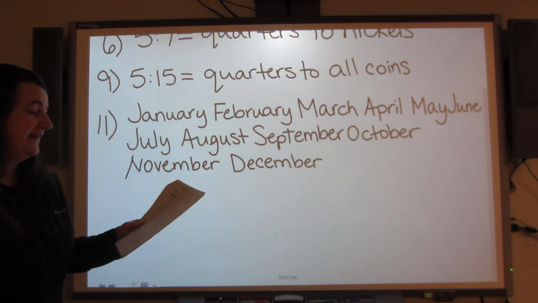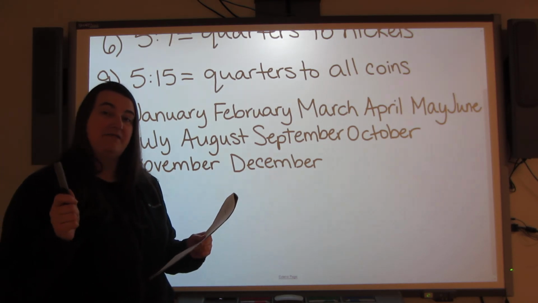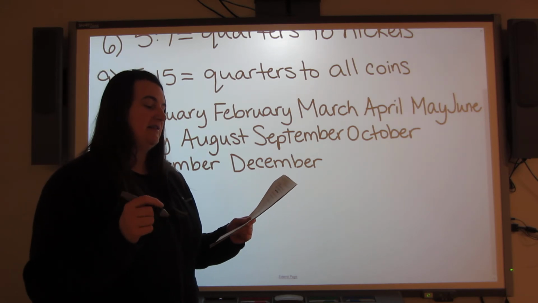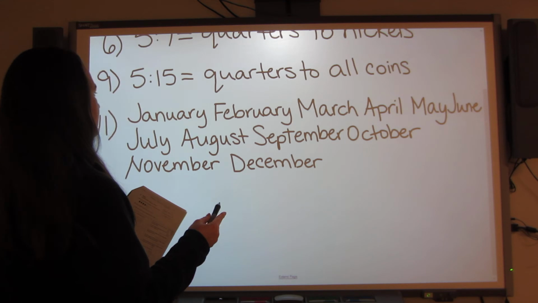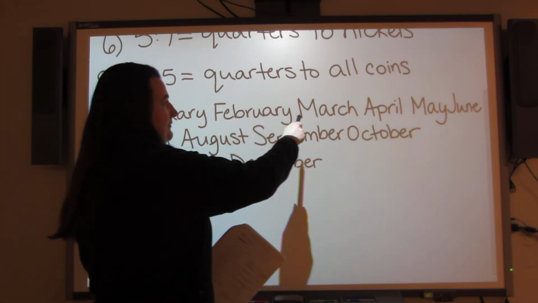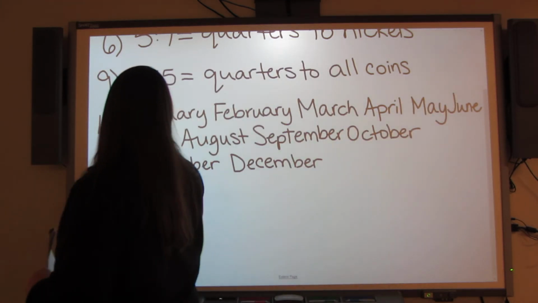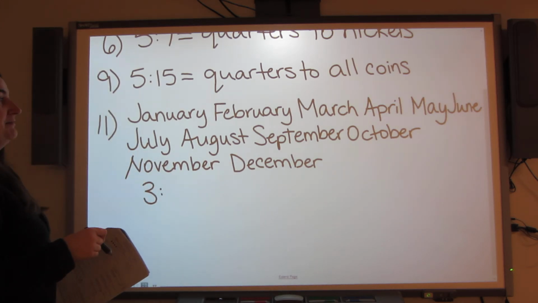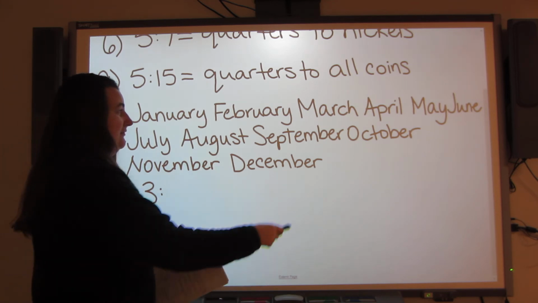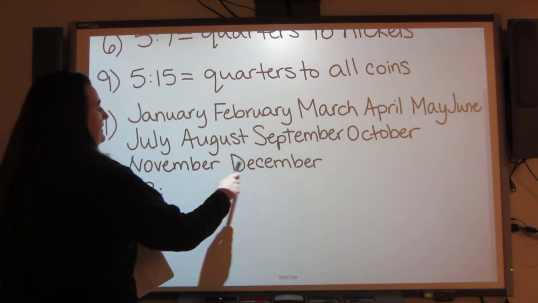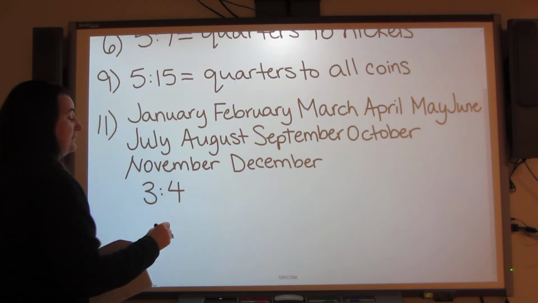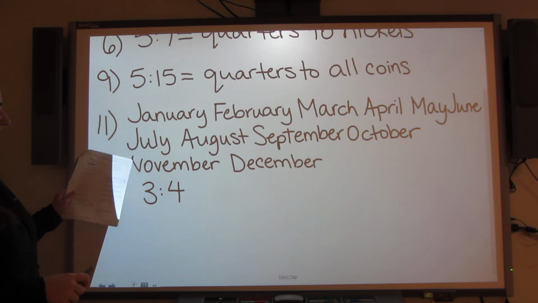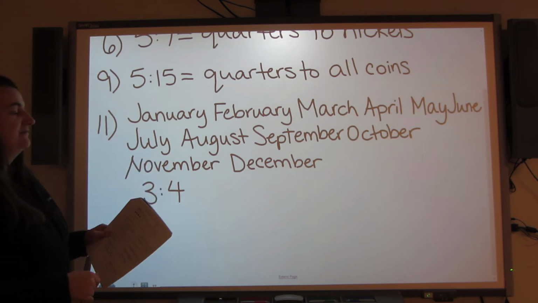Once you've got them all written down, you can start answering these questions. Number 11 asks you the months beginning with J to the months ending in R. So you look and you think 1, 2, 3. 3 months beginning in J. Months ending in R. 1, 2, 3, 4. So your ratio for number 11 is 3 to 4. These are the months that start with J, and these are the months that end with R.